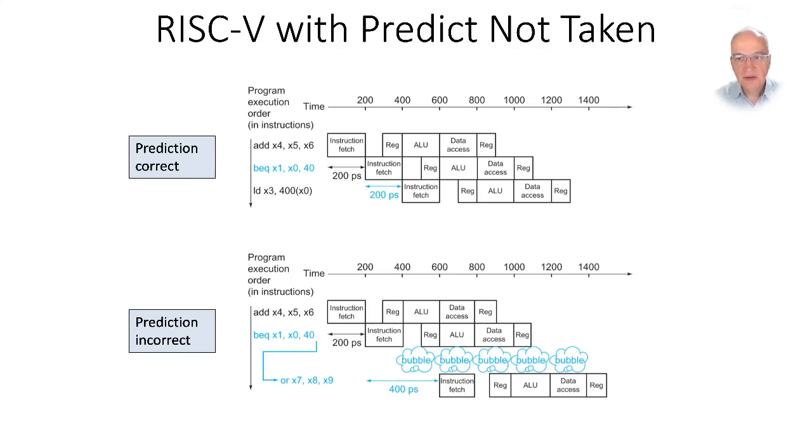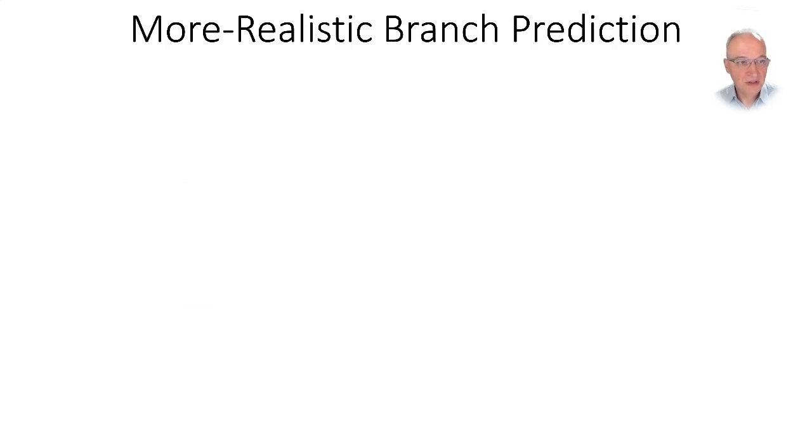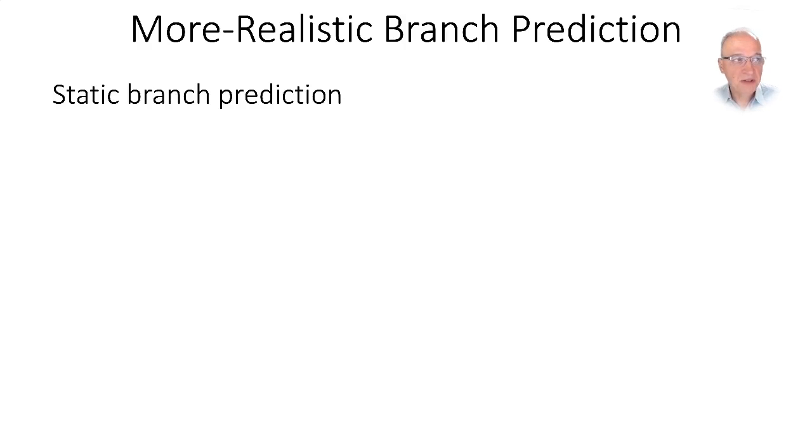So this is the case with the prediction incorrect. And that's how we call this squashing the instruction. So the instruction, in this case, we would say that the load got squashed in the pipeline because there was no effect on that load. However, that branch prediction, although very simple to implement, will produce many incorrect predictions. So I want more realistic predictions.